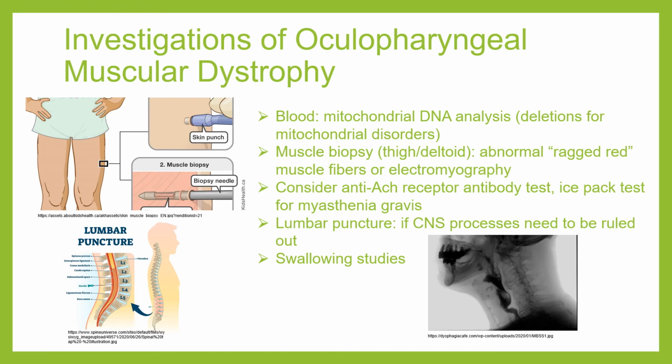Possible investigations for this disease include mitochondrial DNA analysis and muscle biopsy to rule out MERRF, another form of CPEO. Consider anti-acetylcholine receptor antibody and ice pack tests to rule out myasthenia gravis. If CNS processes or neurologic infections are suspected, do a lumbar puncture to rule it out. And swallowing studies can be done to see if the esophagus is doing its job to get the food down.